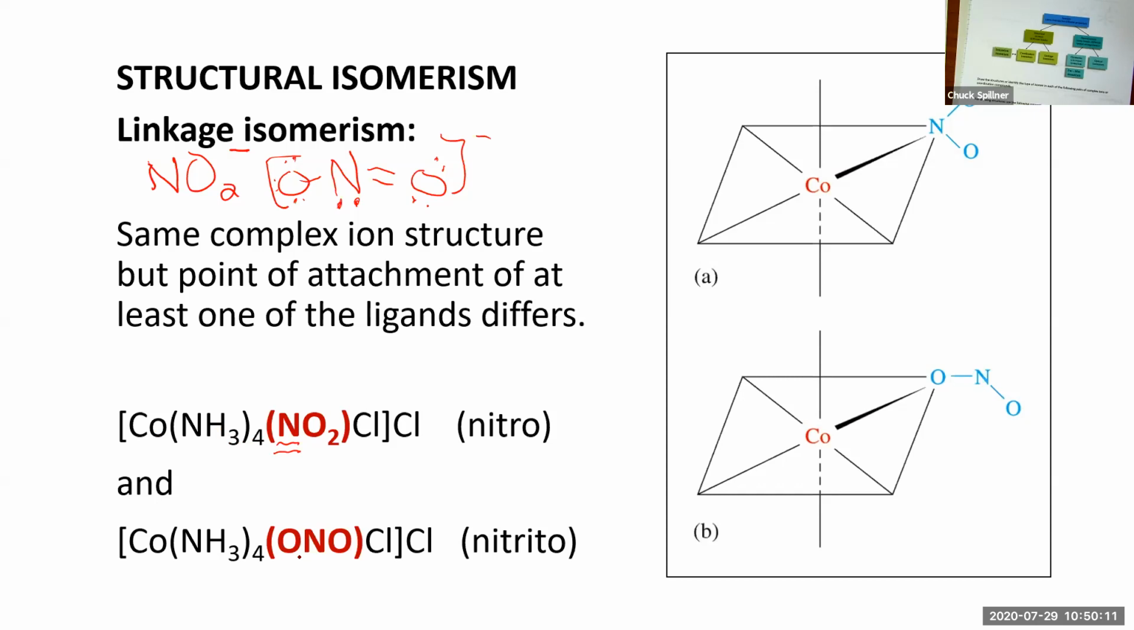And in the second example, the coordinate covalent bond on the nitrite ion is through the oxygen. So how do we call these? In the case of the linkage through the nitrogen, it's called the nitro group, called nitro. And when the linkage is through the oxygen, it's called the nitrito. And I have a picture on the right of what it looks like.